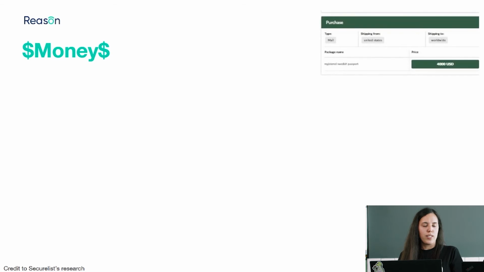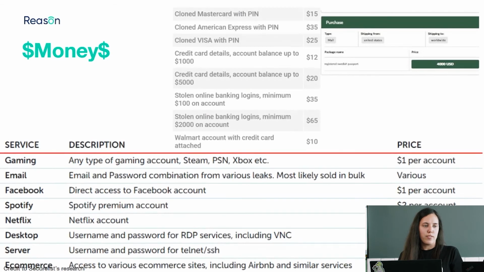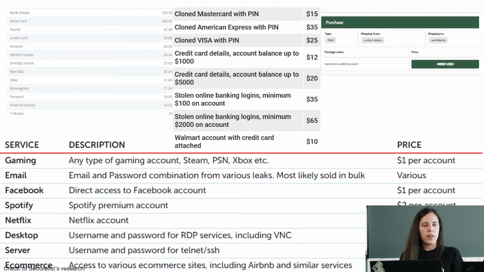So what happens with all of the stolen data after all of this journey? We can see that we can sell a Swedish passport for $4,000, and all of the gaming and email and other accounts that we talked about are sold for $1. And payment methods are also well paid for. For example, you can see at the top chart that bank details can be sold for $250 as long as you have a minimum balance of at least $2,000.